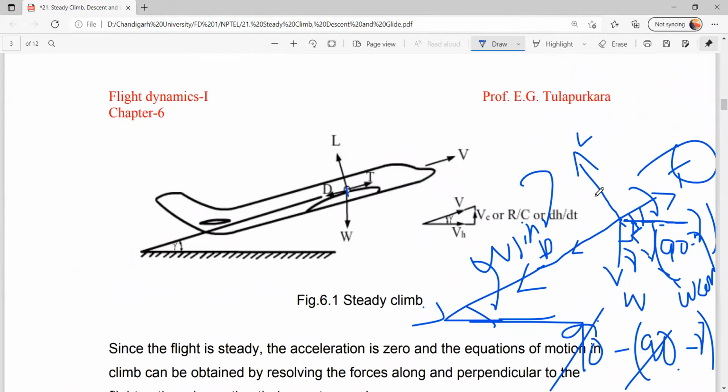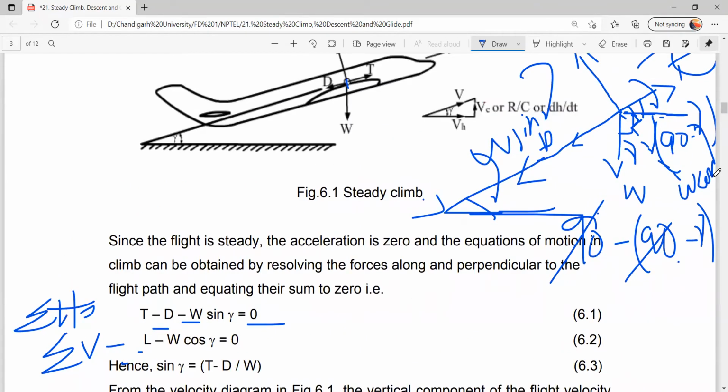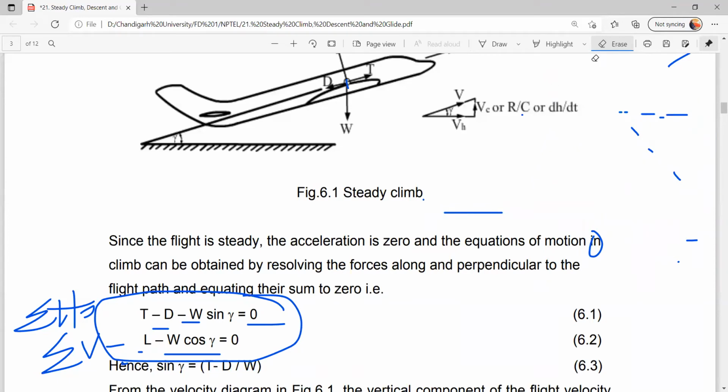So vertical forces, lift is acting upward, so we are taking positive. W cos gamma is acting downward, so we are taking it as negative. Lift minus W cos gamma equal to 0. Fine. So these two are the equations of motion for climb performance. Equation of motion for climb performance.